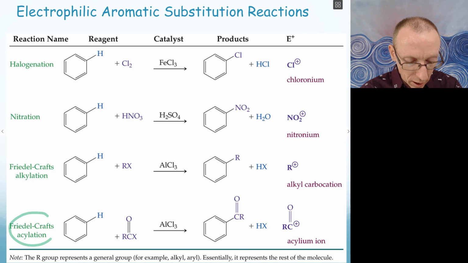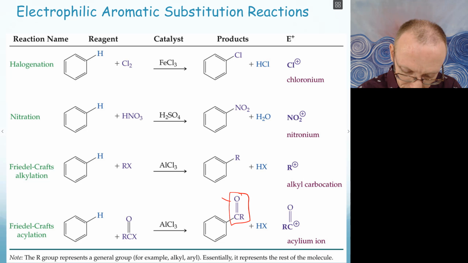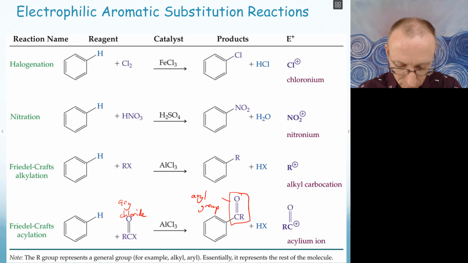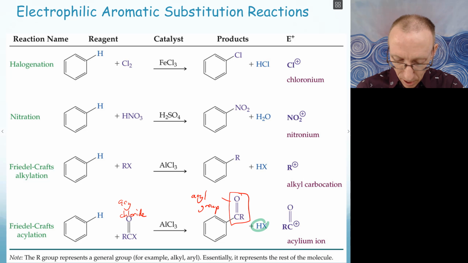And then finally we have Friedel-Crafts acylation reactions, which is where we replace a hydrogen with what we call an acyl group. So that group there in the red box is an acyl group. And we get to that through using an acyl chloride, or acyl halide in more general terms, and aluminium trichloride as a catalyst. And we produce hydrohalic acid as the byproduct.